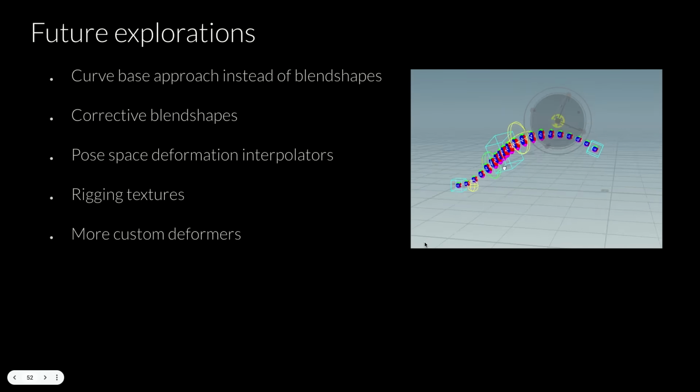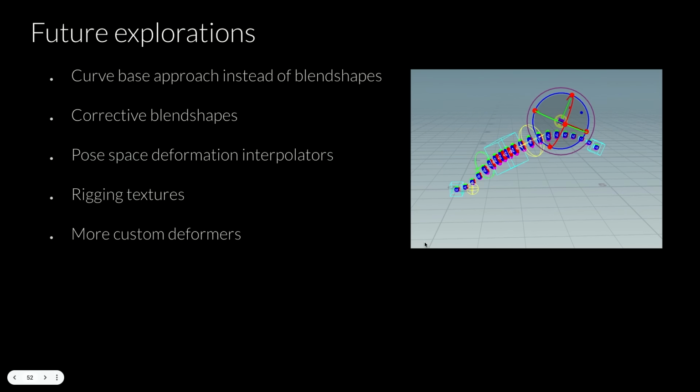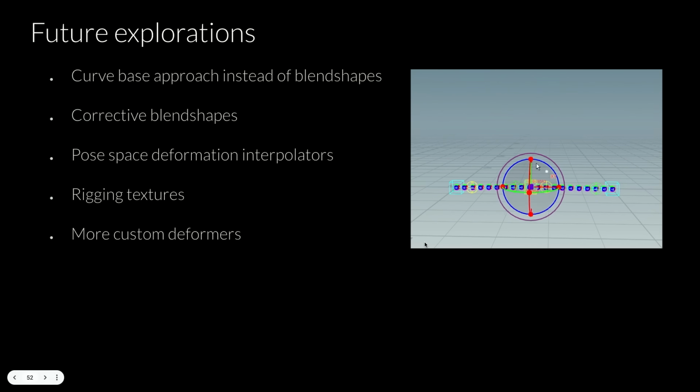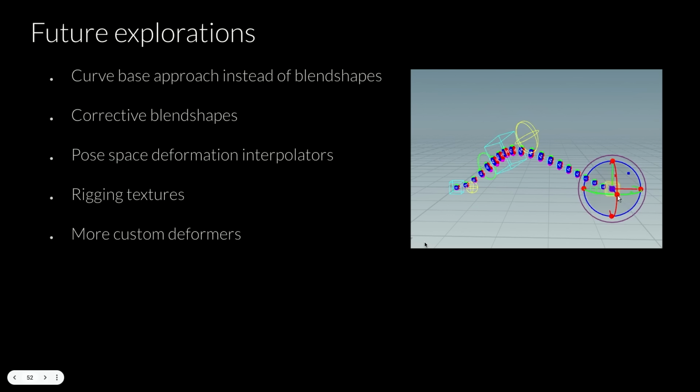It is easy to manage corrective blend shapes in Houdini. There are also pose space deformation interpolators. Wow, pose space deformation interpolators in Houdini in APEX that are already available. So I'm looking forward to exploring those and also making my own interpolators. And I want to investigate also rigging textures, like let's say driving a displacement map or a bump map to provide more details on some deformation areas, like providing skin folds, for example. And I want to explore also more custom deformers.